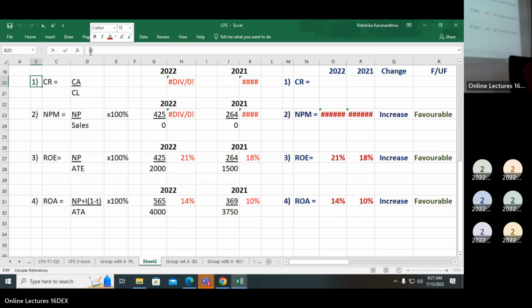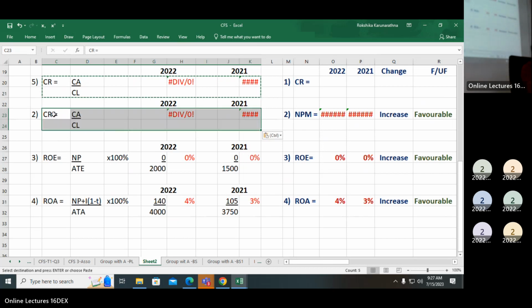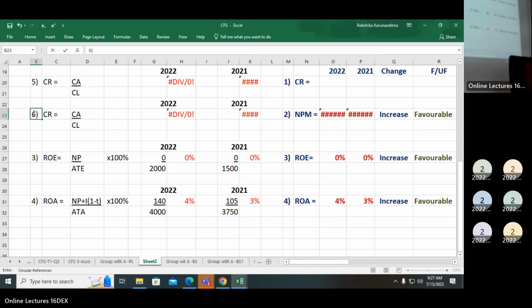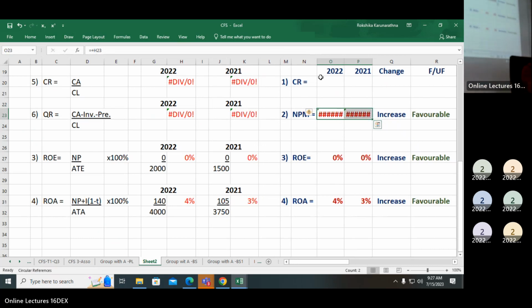Now we have discussed four ratios earlier, so I will mark this as number 5. Number 6, quick ratio. Quick ratio is current assets minus inventory and prepaid, divided by current liabilities. Right. So that's enough. Based on the ratio's increase or decrease, we can decide whether it is favorable or unfavorable.